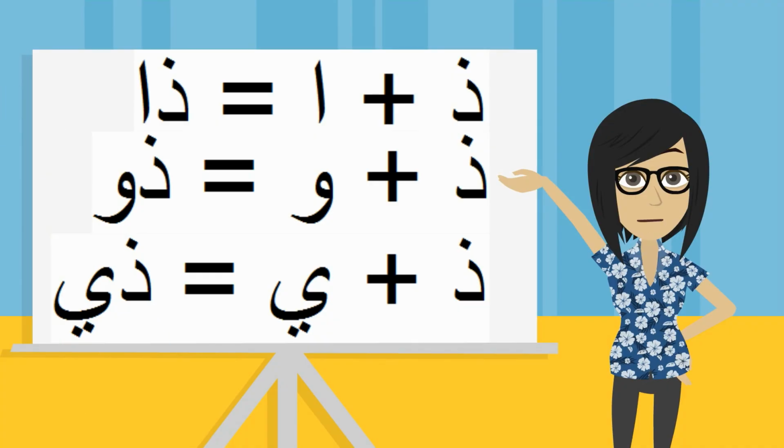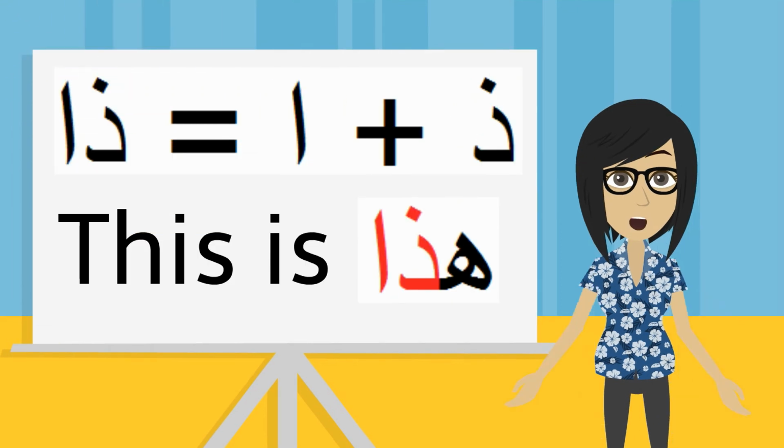Now, to a quick revision. إذ أنت ذا. إذ أنت ذو. إذ أنت ذي. ذا ذو ذي. إذ أنت ذا exists in the word هذا, which means this is.